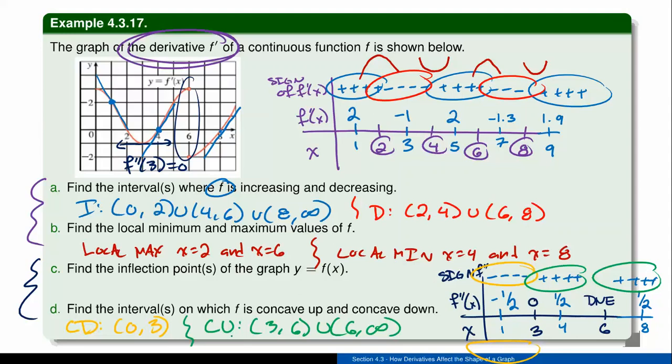You can see that at 3, I have this switch in concavity. I went from negative to positive, so I'm going to have an inflection point when x is equal to 3 in this case. So I get this nice switching point happening when x is equal to 3.